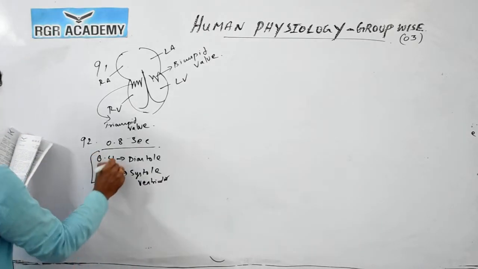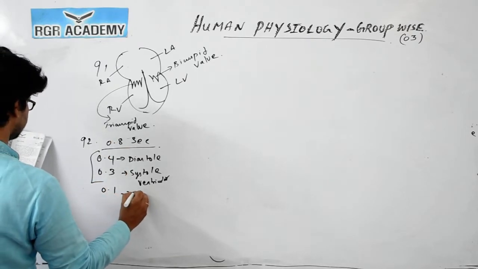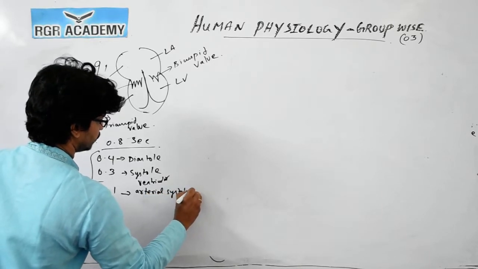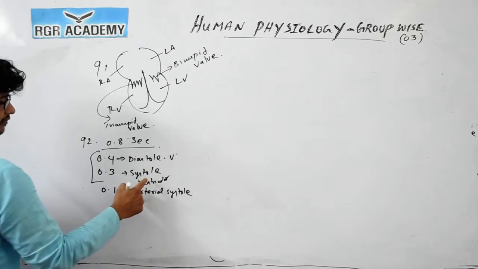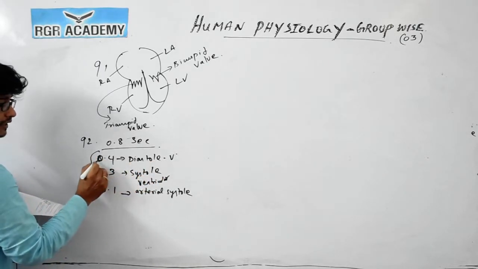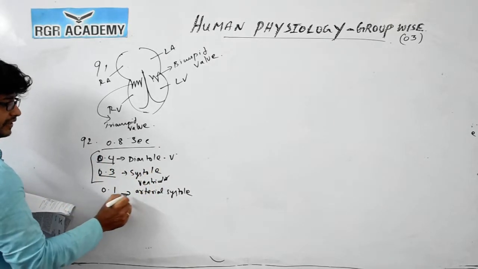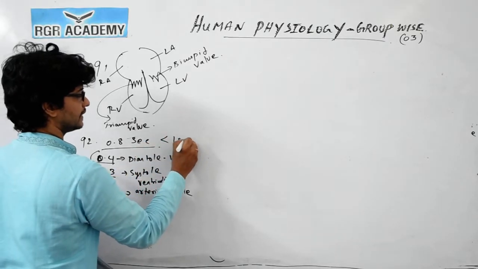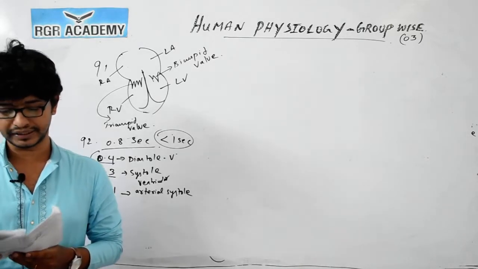Together, 4 plus 3 is 7, and the atrial systole adds 0.1, giving the total cycle. This is the ventricular diastole and ventricular systole. Sometimes they ask a separate question: ventricular diastole is 0.4 and ventricular systole is 0.3. Together it is 0.8 second, which is lesser than 1 second. So for question 92, option 2 is the correct answer.